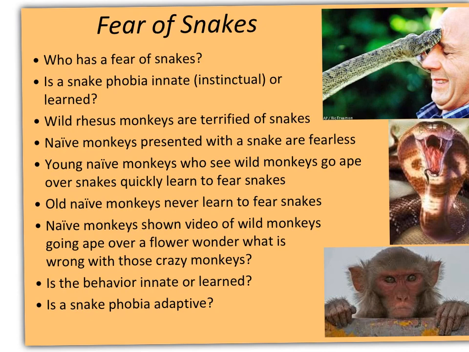Or is it possible to have both? And in this case, we learned, so naive monkeys, they had this video set up where in the background they had a whole bunch of wild monkeys going crazy. In the foreground was a snake or a flower. They could adjust it so that it looked in the background like the individuals in the background were going ape over a flower, let's say.